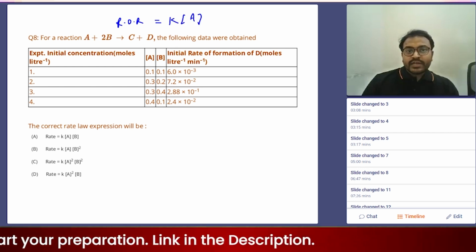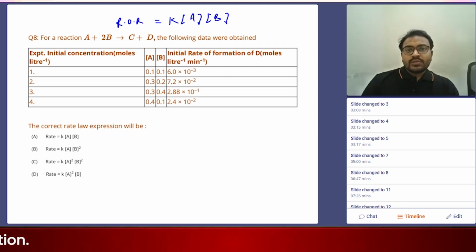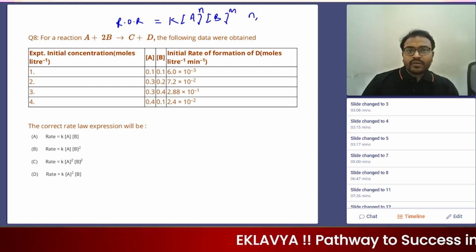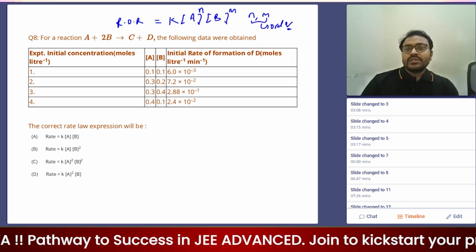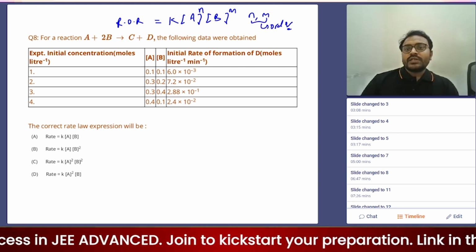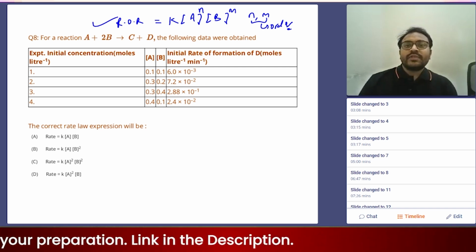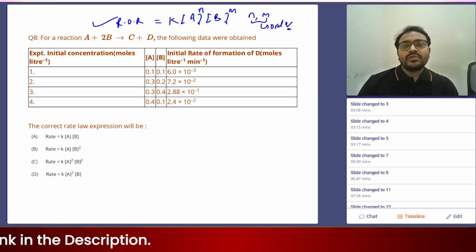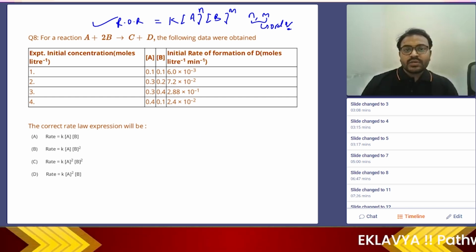In general, the rate is K into concentration of A to the power of n into concentration of B to the power of m. What is n? What is m? This is the order of reaction, right? So we have to calculate the orders first, then put the values of the orders in this equation and we'll get the rate. So how will we calculate the order?